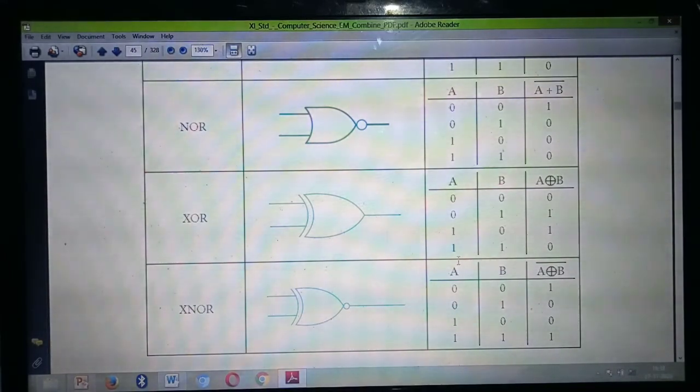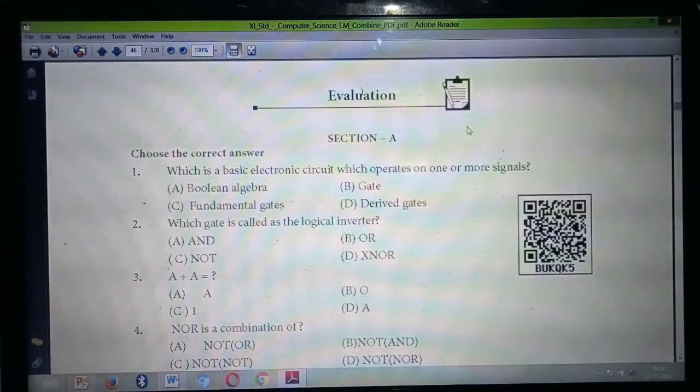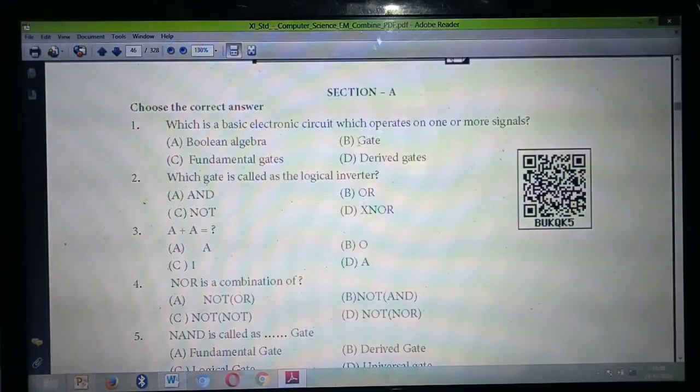So now we can mark the question answers for this chapter. For that, all of you take page number 40, and take a pen or pencil in your hands. First you can mark the one word questions. First question, answer is option B, Gate. Then second question, answer option C, Not.